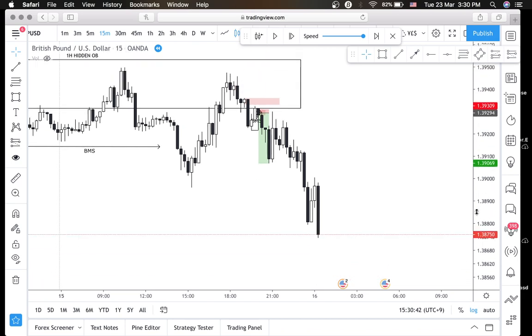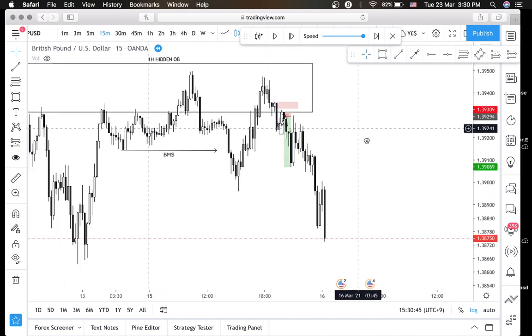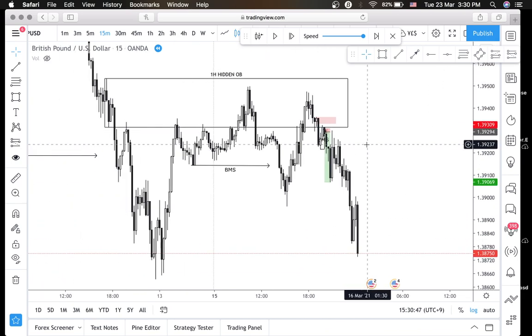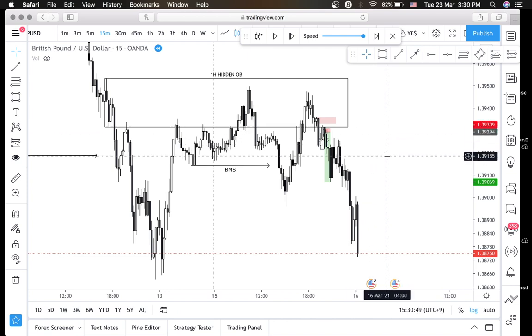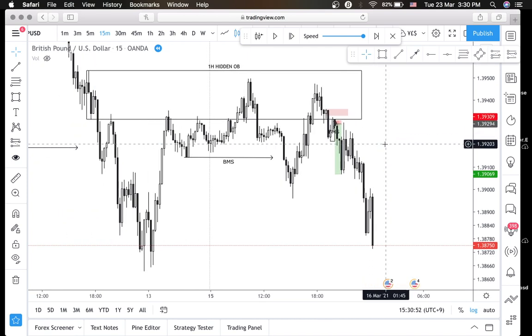It tanked heavy. But you know, it's all cool. I took my partials, I took money from the market, perfectly fine with that. And that was the trade for last week, Monday.